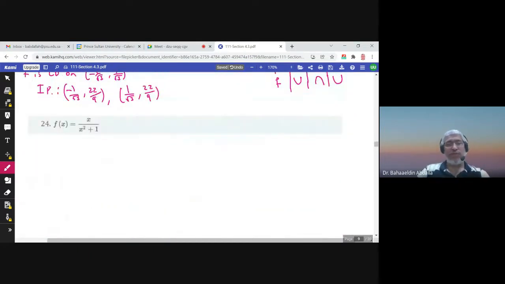Another question. Well, for part A, I need to find f prime. And I have to use the quotient rule. Derivative of x is 1. Derivative of the denominator is 2x times the x in the numerator. So I'll have 1 minus x squared minus 2x squared, which is minus x squared.